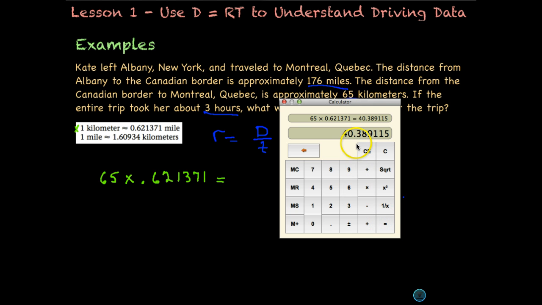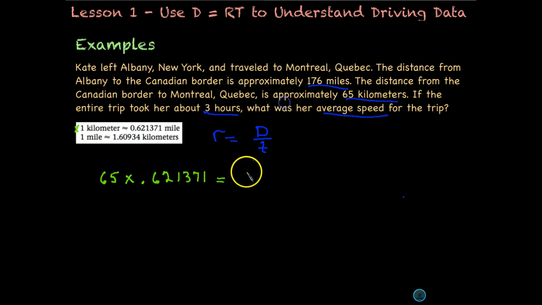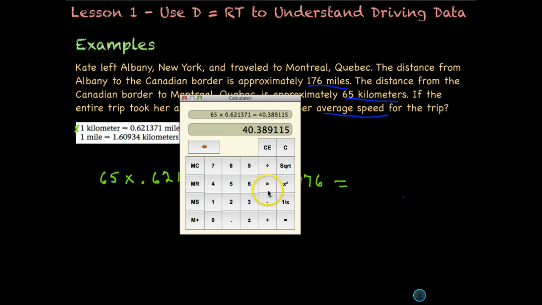And we get 40.4 miles approximately. And then we need to add that to the 176 miles that she's going to go in order to get to the border. Combining those together, we will get 216.4 miles. So now we have figured out our distance.